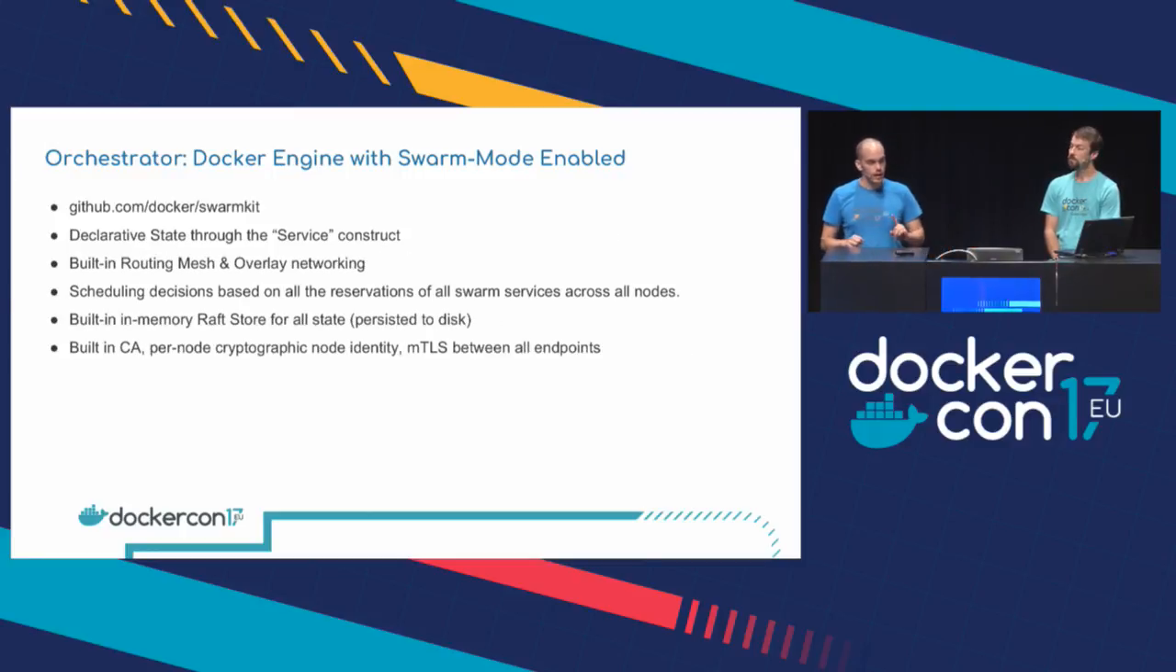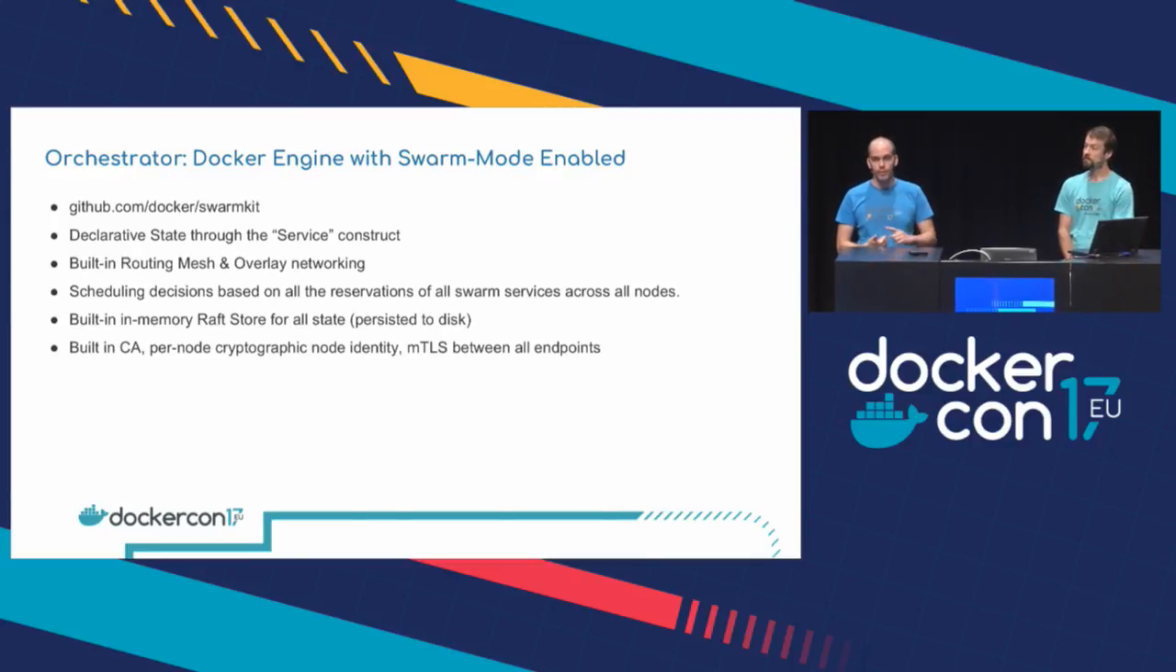The next orchestrator is Docker Engine with Swarm mode enabled. That is the orchestrator that lives in the Docker SwarmKit repository. It features declarative state through the service construct. That means you can create a service, and that service can have a determined number of desired replicas, a desired configuration, a desired image, and the orchestrator itself will reconcile the current state of the system so that this service reaches its desired state. That means that if you have 0 of these containers running, it will start spinning containers up. If for some reason you have more, it will start spinning them down. That's also a way that you can use to do rolling updates for your service.